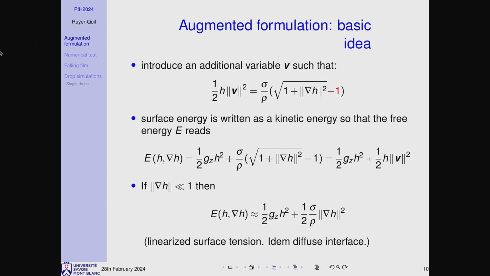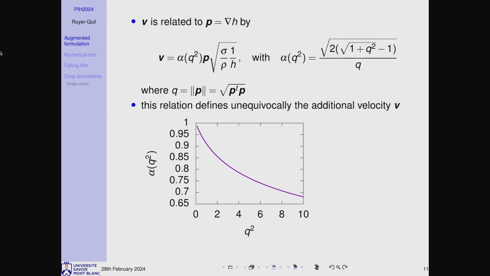And this little contribution enables us to write a bijection between the additional velocity V and the gradient of H, which is next. So in fact we can write V as a bijection function, a monotonous function of P, here P simply referring to the gradient of the film thickness. It introduces some prefactor alpha, which is a little bit complex, but not very difficult to implement. And I give these monotonous functions. Therefore, in fact, V basically is exactly the same, in a way, as the gradient of the film thickness.